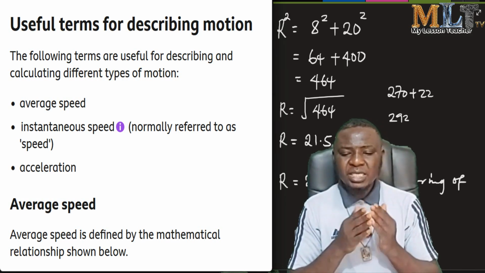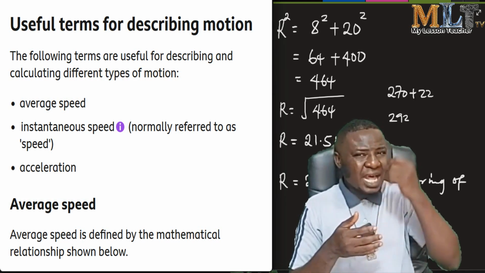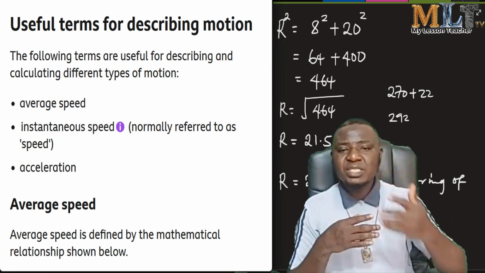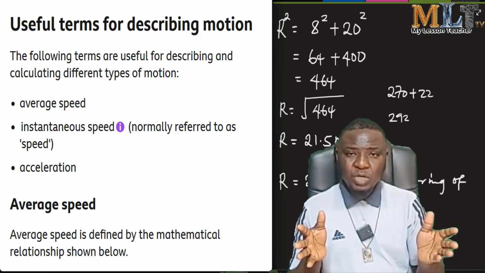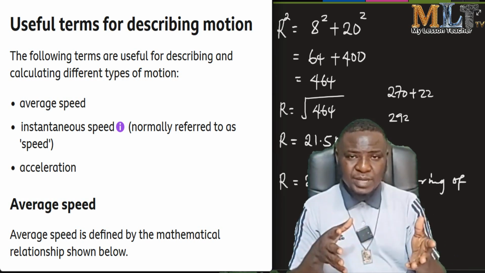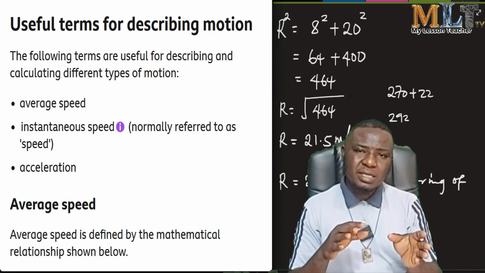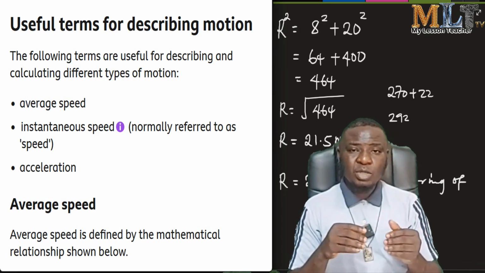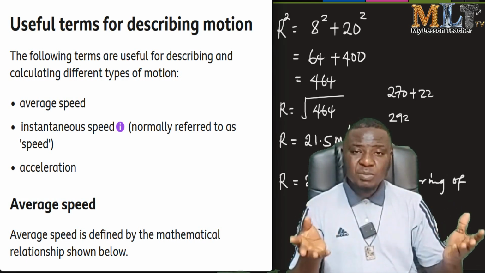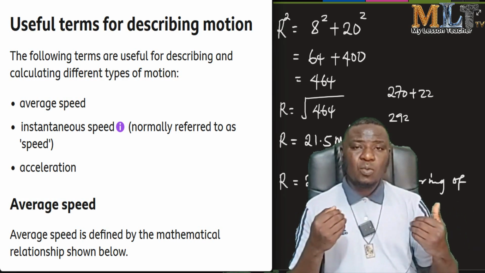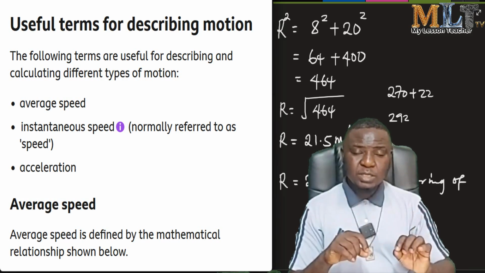While the instantaneous speed is the speed of that object at that particular time or that particular instance. So it's normally referred to as speed. If you are asked at what speed you are running, when you look at your dashboard, that gives you the instantaneous speed. You may decide to move with a particular speed of, let's say, 50 kilometers per hour, and that is the instantaneous speed.